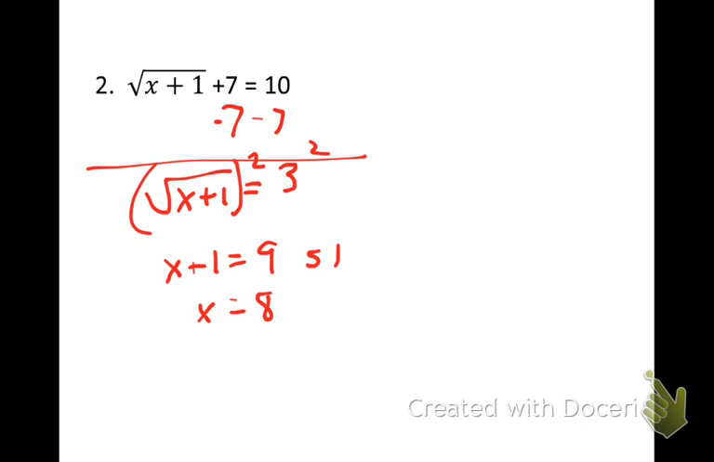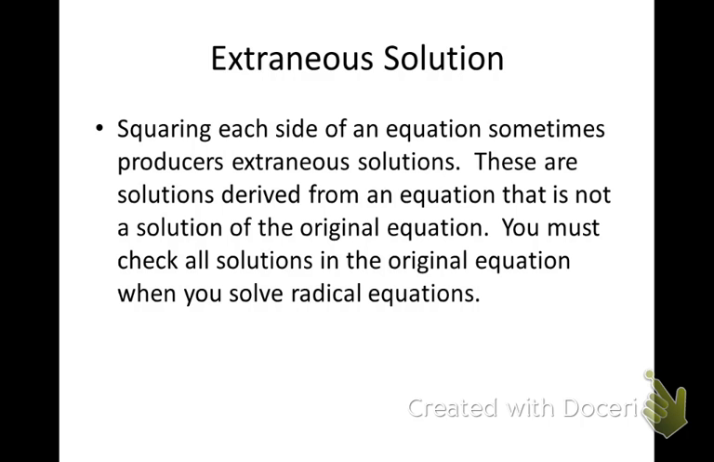Now, something I have not made you do is that we do need to check our solutions. Because when we square each side of an equation, sometimes we produce what are called extraneous solutions. These are solutions derived from an equation, but they're not actually a solution to the original equation. So when you square something, you've got to be careful about what comes out of it. You must check all solutions in the original equation when you solve radical equations. We really should have been checking them, but I knew those didn't have anything. That's a habit you need to get into, always checking.